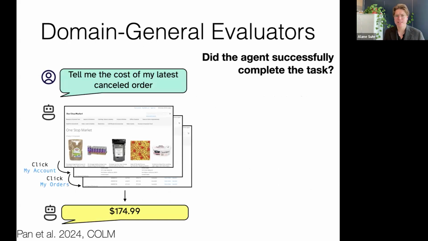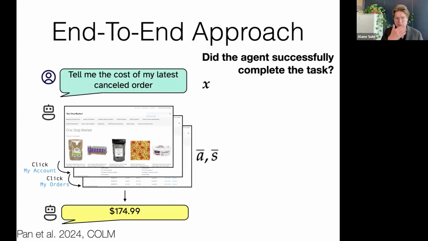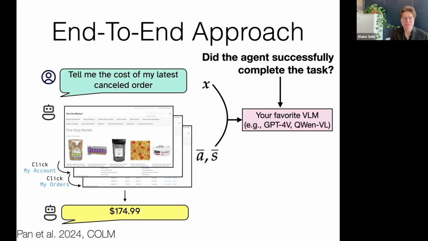So the goal of creating such an evaluator would be to take some instruction X, as well as an agent's sequence of actions execution, and then map this to some kind of evaluation, whether it was successful or not. So we propose two different main approaches to this. One is an end-to-end approach, where we just take these two inputs as well as a prompt, did the agent successfully complete the task, pass this to some kind of vision language model like GPT-4V, and then determine whether or not it was successfully executed.